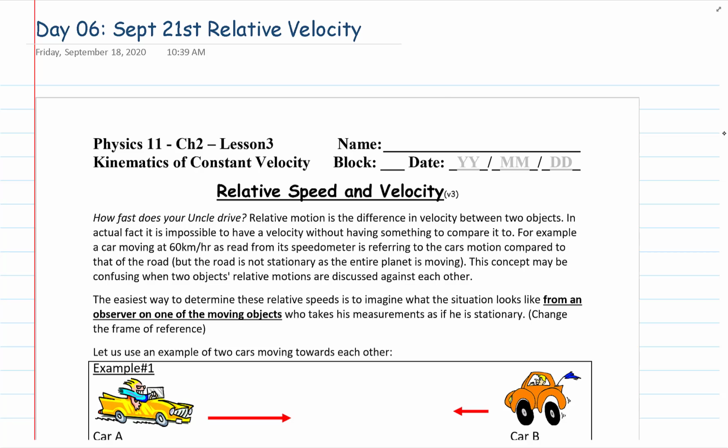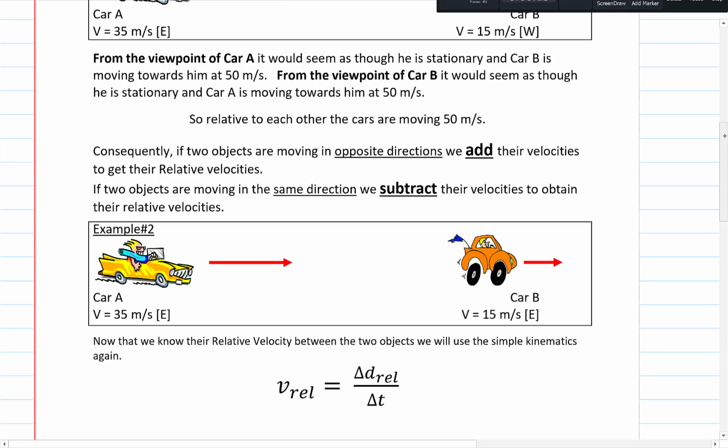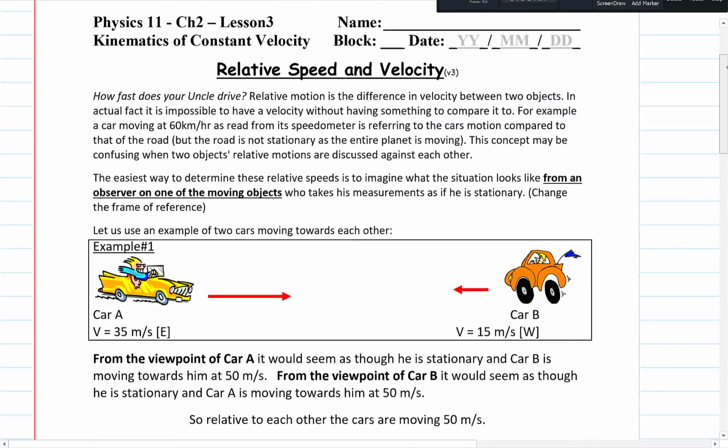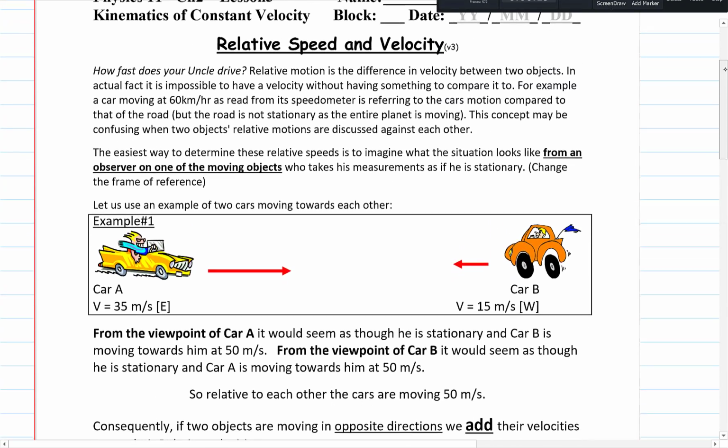This is our third lesson in, oh, there goes the blank screen again. Third lesson in Chapter 1 on constant motion. So let's go through this on relative velocity.